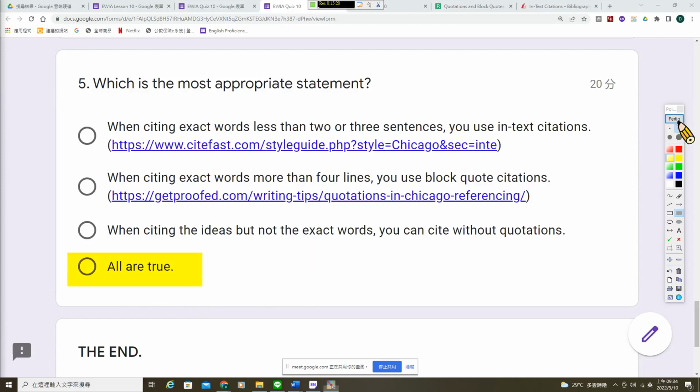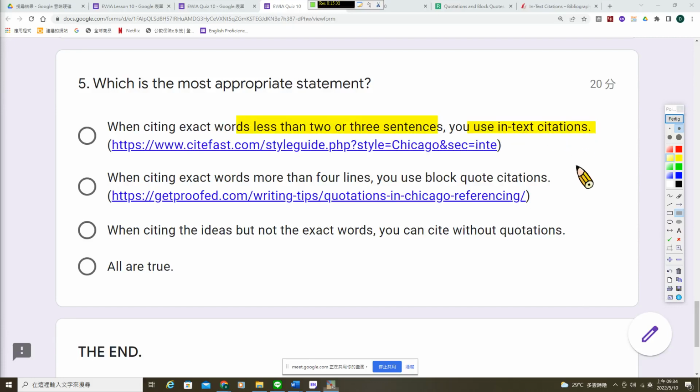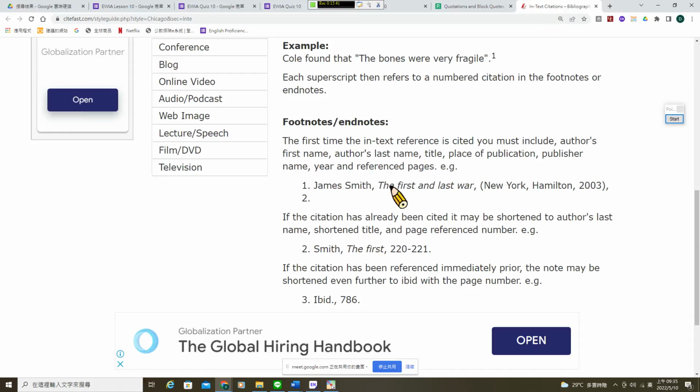So let's go to how to cite. Basically, when citing less than 2 or 3 sentences, you will use in-text citation. So what is in-text citation? Let me give you one. You can just go there and take a quick look.